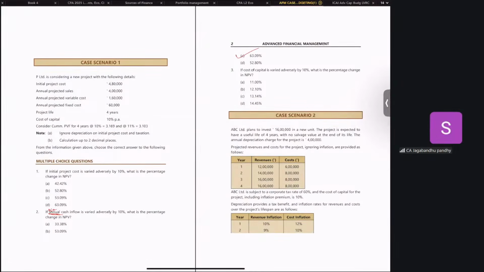So don't be under the impression that every time you're going to get the answer as option C. That's by default, or we can say by chance it has happened over here.